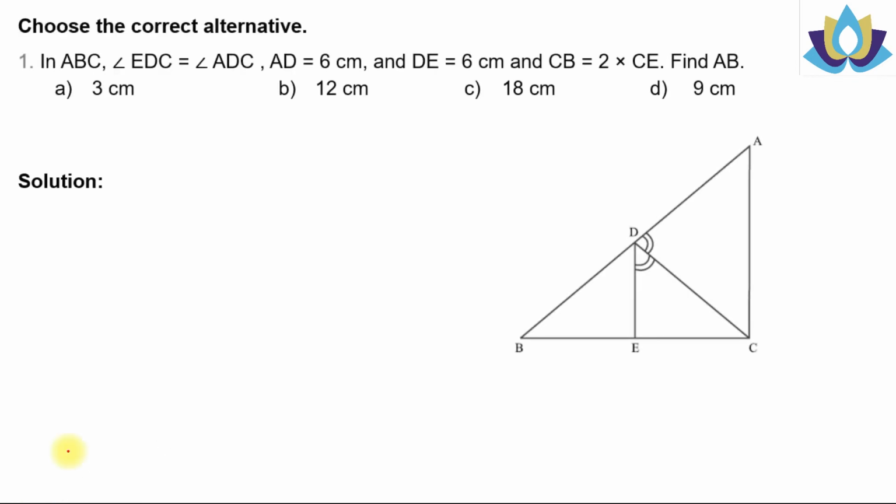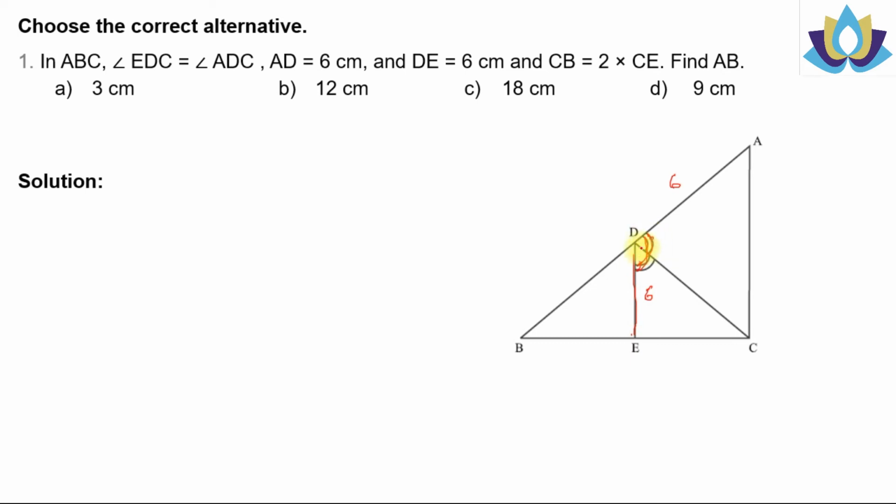Let's read the question. In triangle ABC, angle EDC and angle ADC are given equal. AD is 6 cm, DE is 6 cm, and CB is equal to 2 times CE. So you have to find out AB. I'm just writing what is already given to us. We know that AD is 6 cm, so this is 6. We know that DE is given to us as 6 cm as well. So this is a vertical length, and we know that is 6 cm.